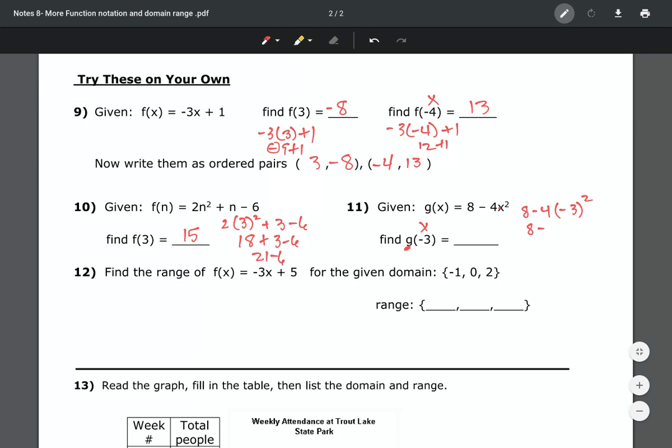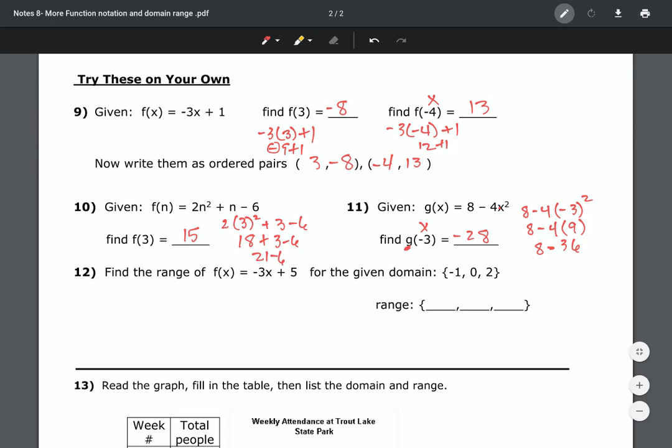So now what we have to do is use our order of operations. So we're going to have to square that. So -3 squared is 9. Okay, so we're going to have 8 minus 36, which gives us... Same sign, add and keep, different sign, subtract. Take the sign of the higher, then you'll be exact. So the 36 is the higher number, and it has a minus sign in front of it, so it's negative 28.